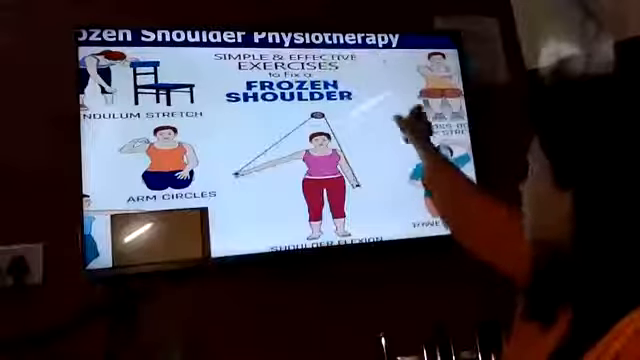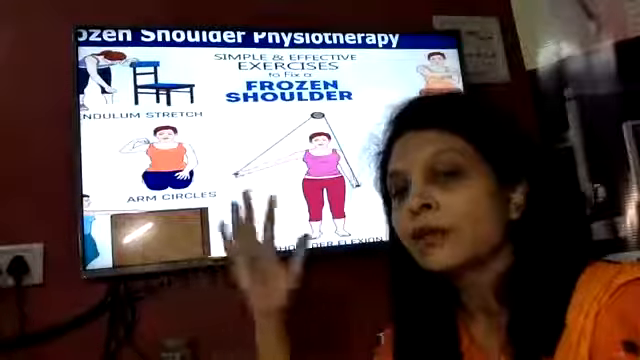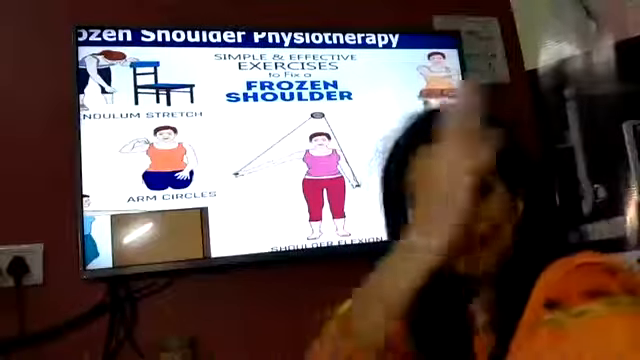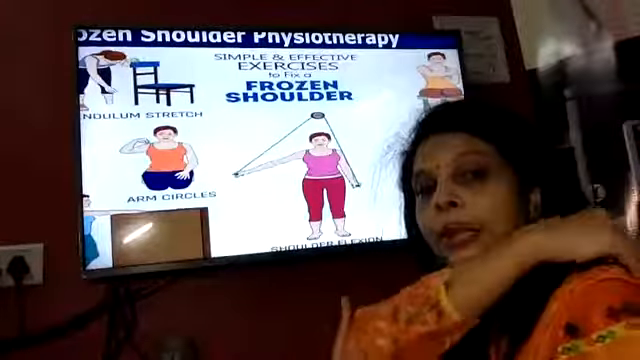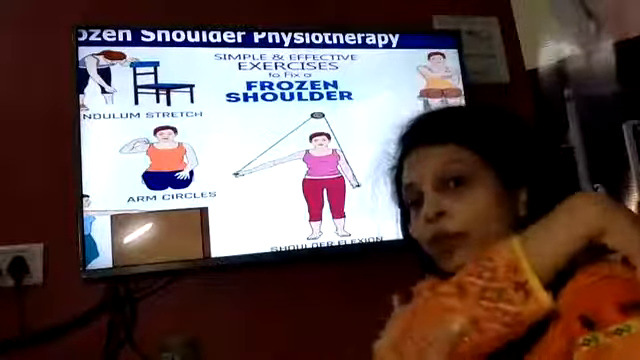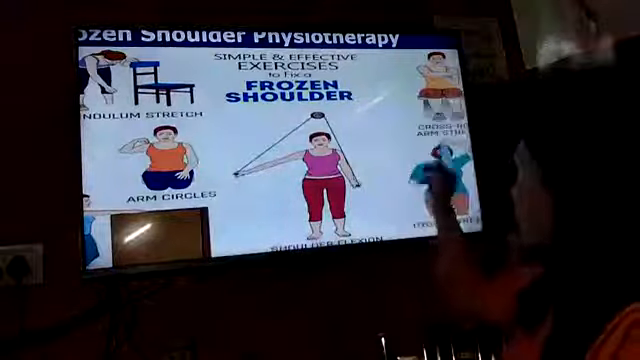Then this is a cross body arm stretch. We can take a palm of your affected side towards the shoulder of your normal side, and we can stretch it. This is also called a capsular stretch for adhesive capsulitis or frozen shoulder. It is helpful. Then towel stretch.